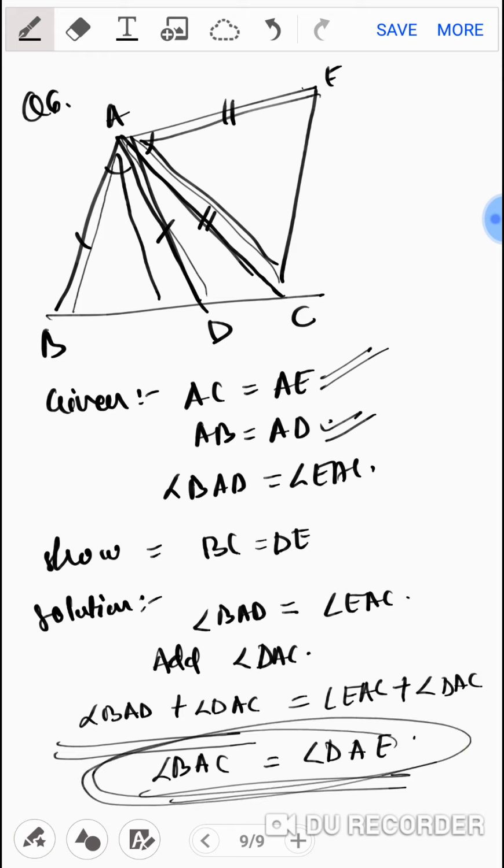Hence you can say that two triangles. Which two triangles? The triangles are BAC is congruent to triangle DAE. By which test? By SAS test. Clear? Therefore, BC is equal to DE by CPCT.